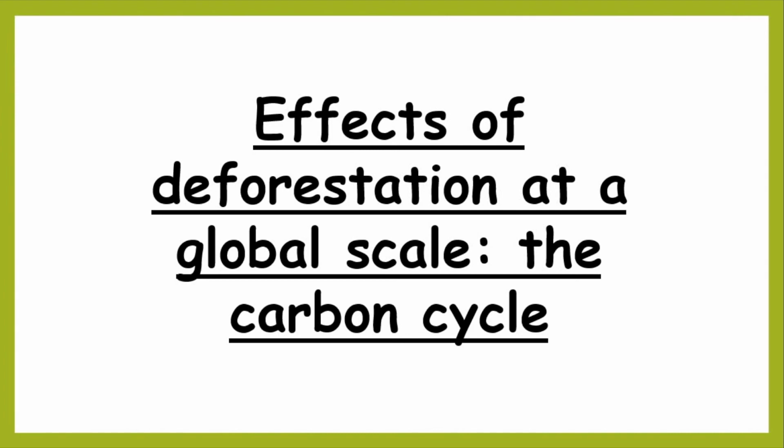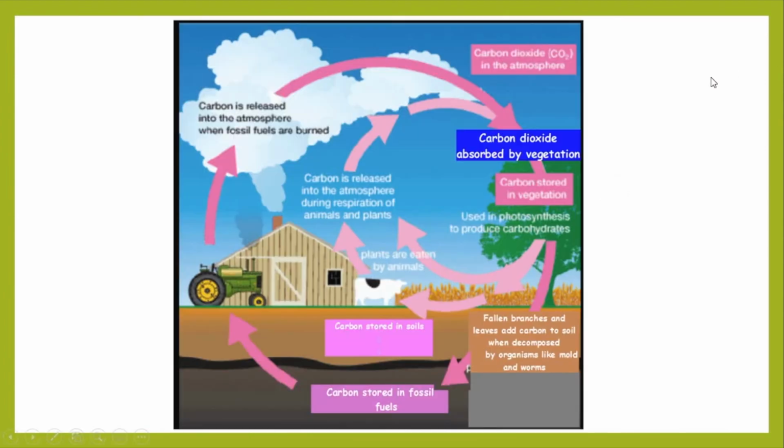Okay, so it's all to do with the carbon cycle. Now, we talked about the carbon cycle earlier on in theme 5, and this is what you drew in your books. So as we know, plants, when they photosynthesize, take in carbon dioxide and they release oxygen and they release water through transpiration. The crucial part is the taking in of carbon dioxide.